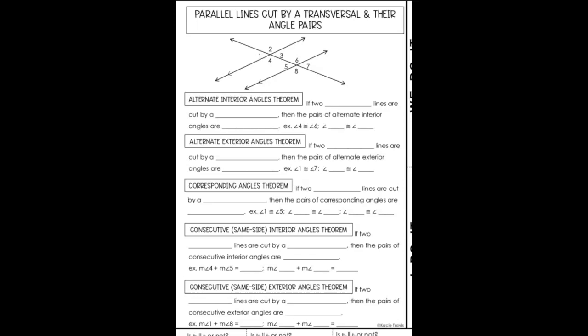We have the alternate interior angles theorem. This reiterates what we talked about on page 30. It's the same concepts, but now they're theorems, so we can use those for proofs moving forward. That theorem says that if two parallel lines are cut by a transversal, then the pairs of alternate interior angles are congruent or equal.